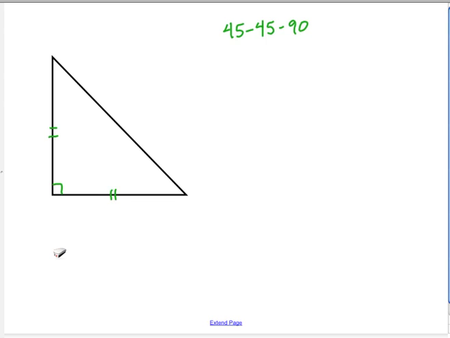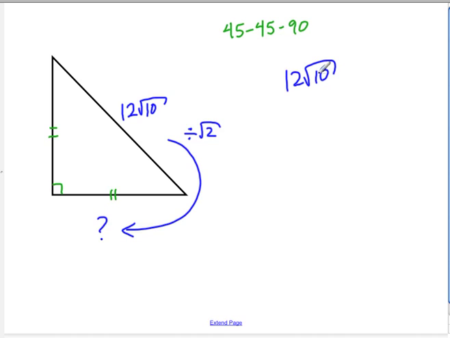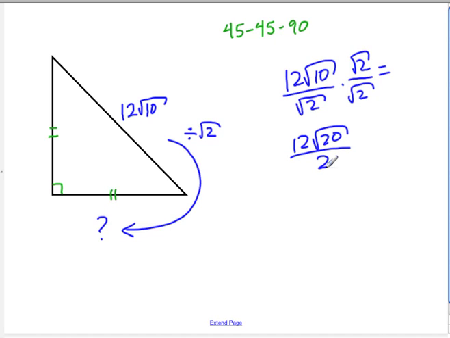But the other way around, if we're going from the hypotenuse to the leg, we divide by the square root of 2. So we got 12 times the square root of 10, all divided by the square root of 2. So let's go ahead and multiply that by the square root of 2 over the square root of 2, which actually equals 1. So we now have 12 times the square root of 20 all over 2.